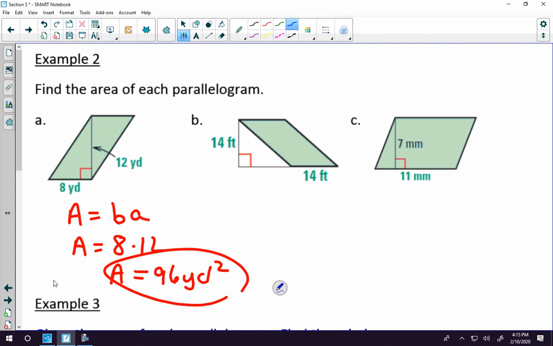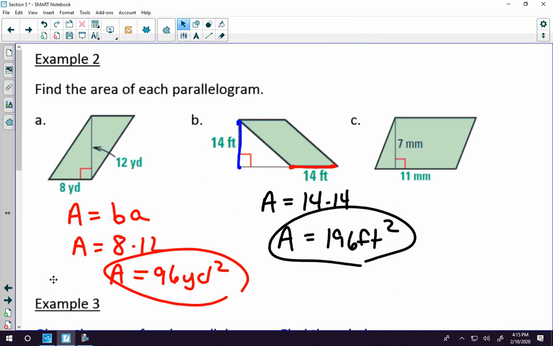If we go on to example B, hopefully you realize in example B that in this case the altitude of the parallelogram is exterior to the parallelogram, okay? And the base of the parallelogram is here. So to find the space inside of the shaded parallelogram, it's going to be the base length of 14 times the altitude of 14. So we got the area equals 196 square feet.